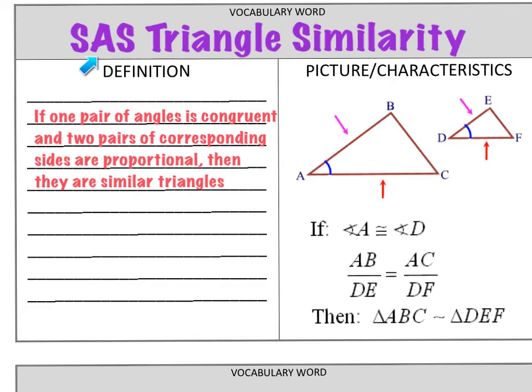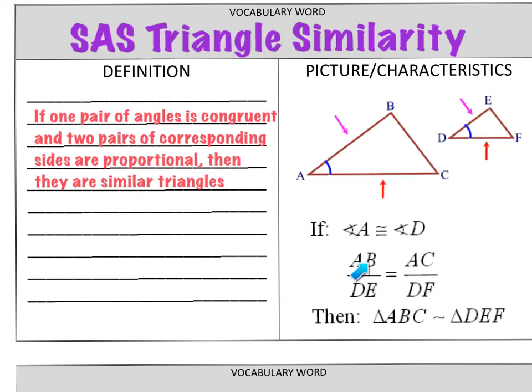Okay, the third one is like a combination of the other 2. It's side, angle, side. So if you can show that one pair of angles is congruent, so take a look at that. Angle A is congruent to angle D. So we have a pair of angles. And we can show that 2 pairs of corresponding sides are proportional. So AB corresponds to DE, that is proportional to AC and DF.